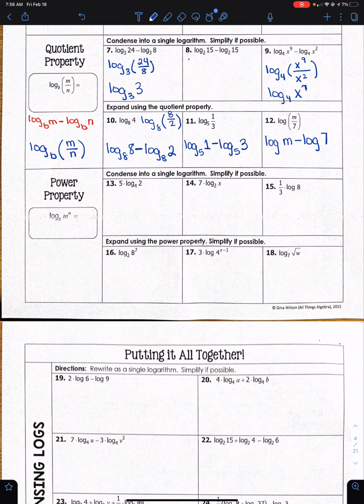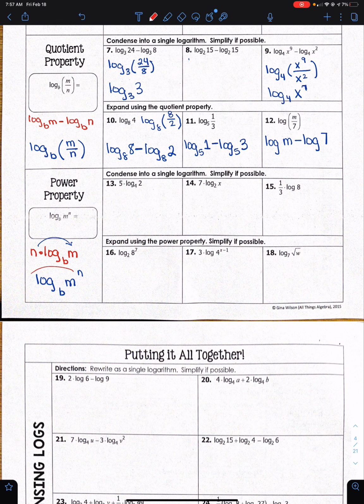Power property is one that can be a little tricky. So let's look at this one. Power property is if I had something where there was a variable out front in front of the log, what we're going to do is take that power and put it on top of m, so that I would have log b of m to the n power. Okay. If I needed to move it back when I'm expanding, then I would move it that way.